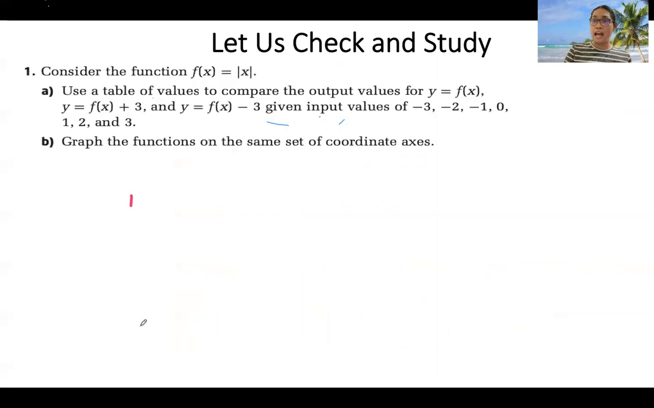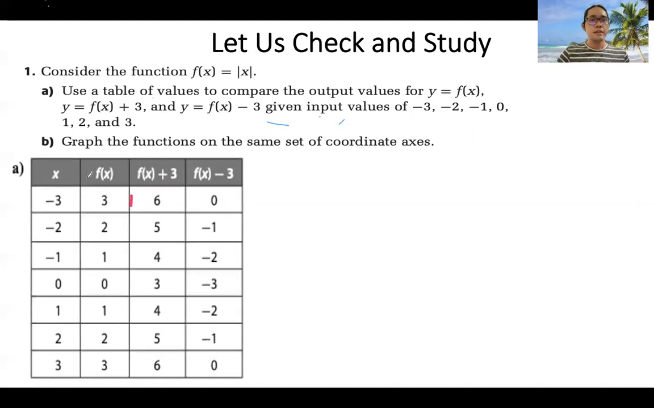Now let us check, study, and compare what you have about the outcome that you have. To start in number one, we are going to input the values. In short, provide the table of values for your x.